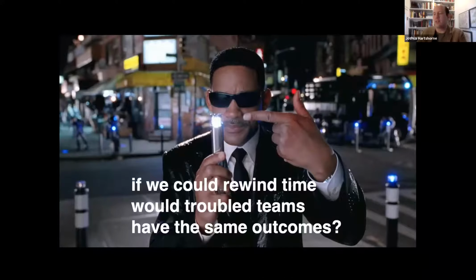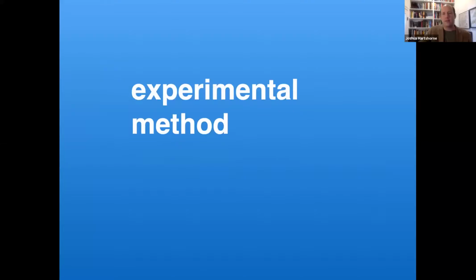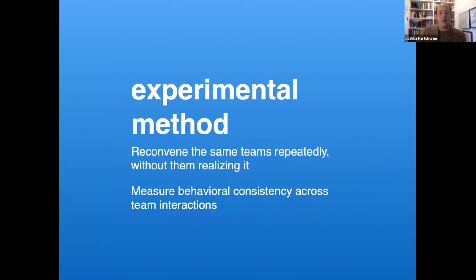You know, sometimes teams just don't work together very well. Is that inevitable, or was it just a bad experience? It could have gone differently. So their experimental method was to reconvene the same teams repeatedly without people in the team realizing it, and measure behavioral consistency across team interactions.